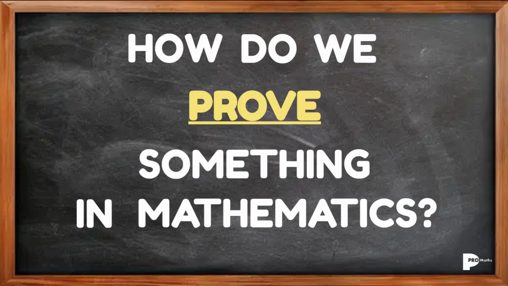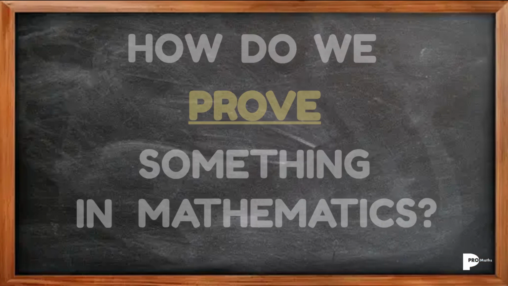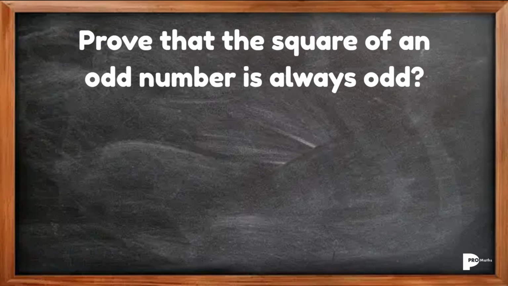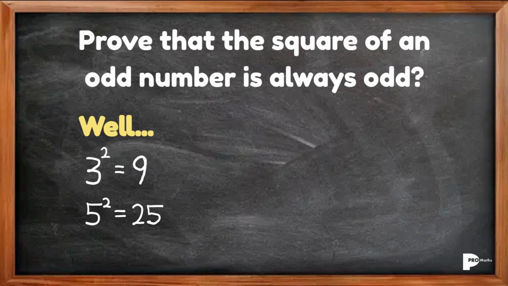How do we prove something in mathematics? For instance, how can we prove that the square of an odd number is always odd? Well, you might initially try a few numbers. Oh, 3 squared equals 9, and 5 squared is 25. Okay, so it makes sense.